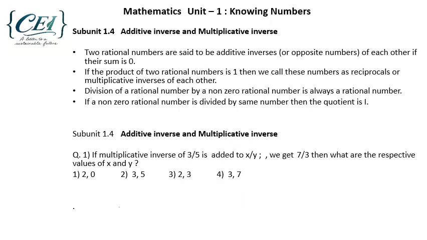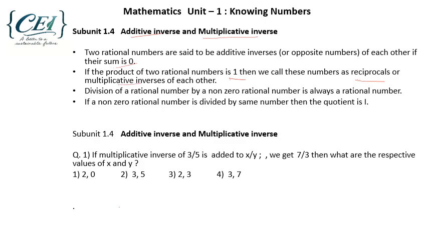Today we will study additive inverse and multiplicative inverse. Additive inverse means if you add two rational numbers, their sum is 0. And multiplicative inverse is if we multiply two rational numbers, then the product of it is 1. It is called a reciprocal or multiplicative inverse.